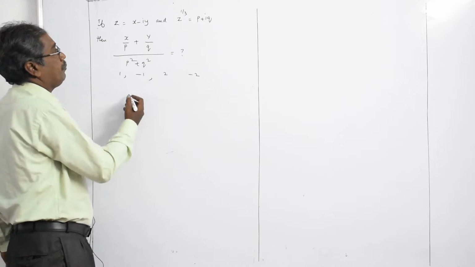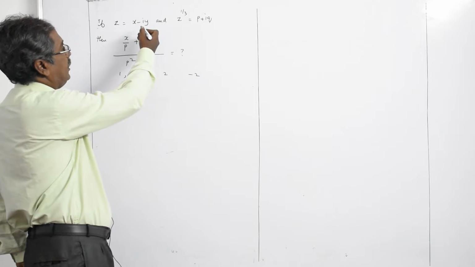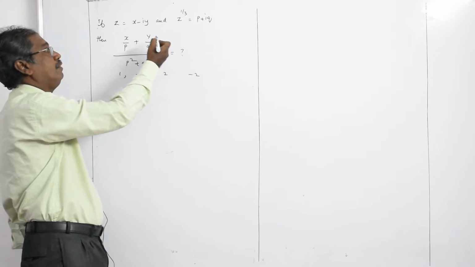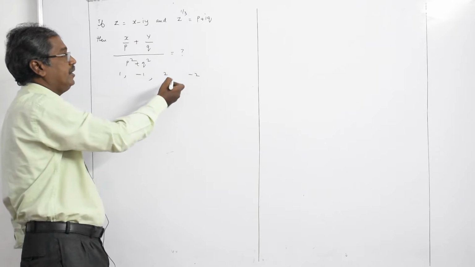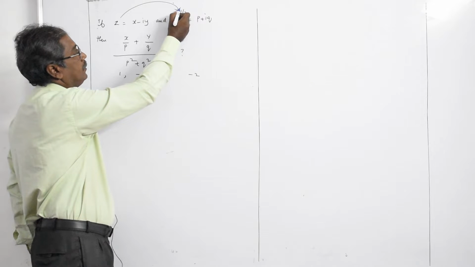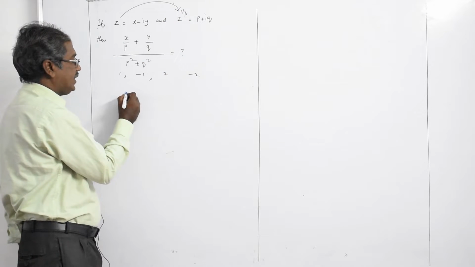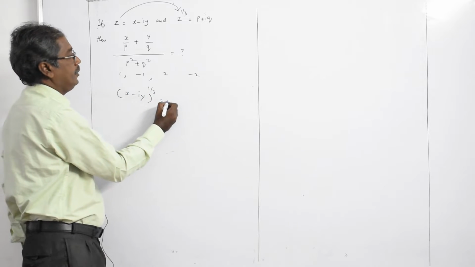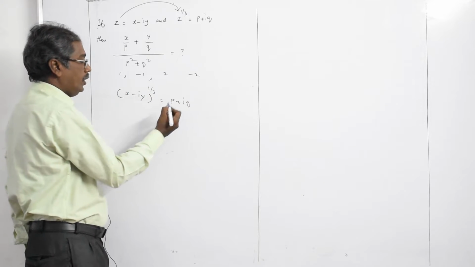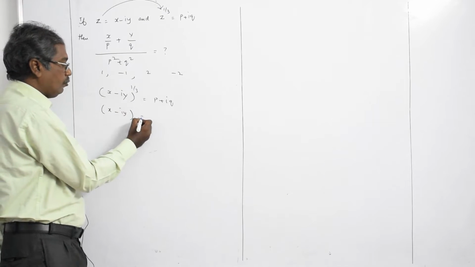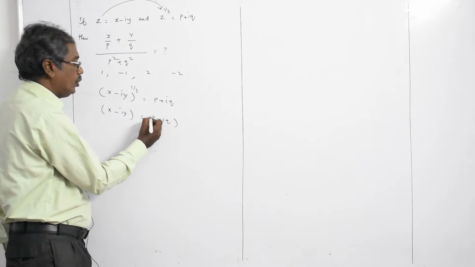You know the problem is nothing but z equal to x minus iy and z power 1 by 3 equal to p plus iq. Now we need to find the values of x and y by some method. Substitute the value of z here. So put z equal to x minus iy whole power 1 by 3 equal to p plus iq. Now cubing both sides, this will give you x minus iy is equal to p plus iq whole cube.